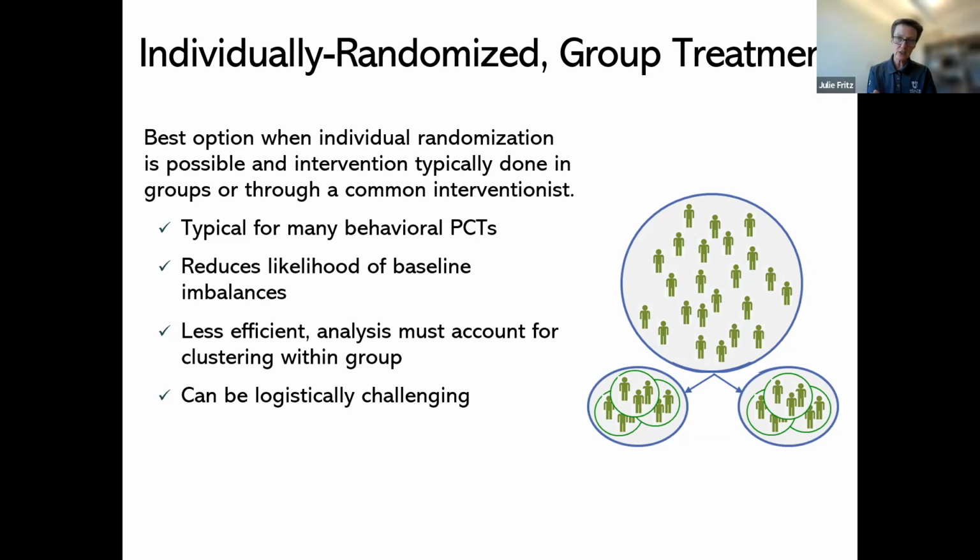So the advantage here of individual randomization is that it still reduces the likelihood of baseline imbalances, but we lose efficiency because of the clustering of patients in their treatment groups. And logistically, sometimes this can be challenging. If you're trying to form a group to start treatment and you have to make people wait until the group has enough participants, there are times where that's just not very realistic or very patient-centered.